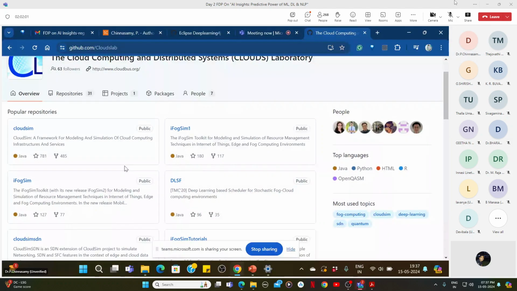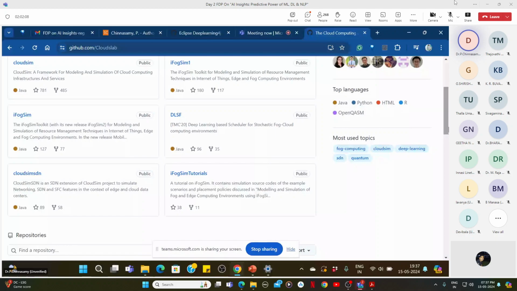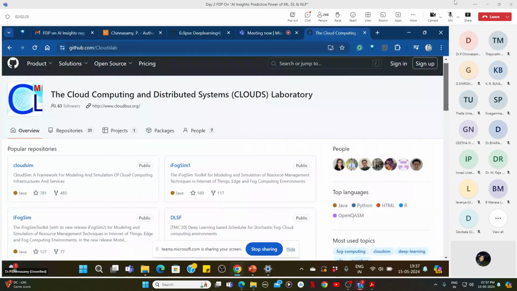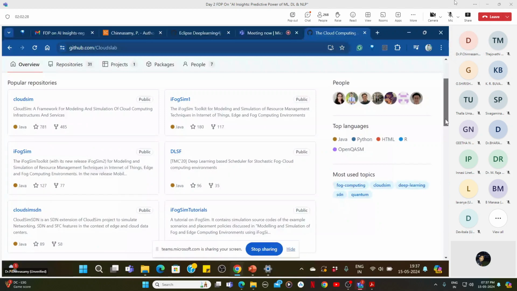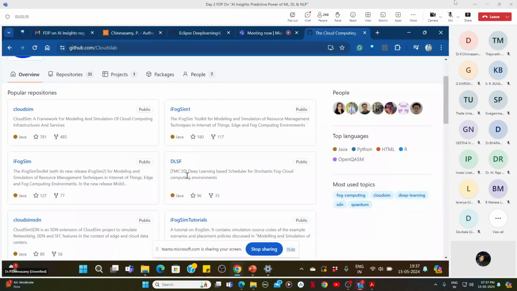For example, sorry, I actually didn't configure any deep learning model software, but I have software for quantum computing, because currently I'm doing research on quantum, right? Anyway, I'll explain that also, not an issue. So these are the tools available for research implementations. Here you can see this tool, which is especially for a deep learning based scheduler for stochastic workloads in a cloud computing environment, right? For cloud computing.